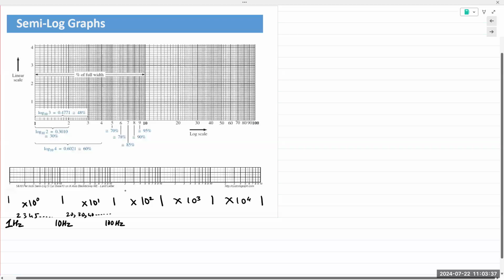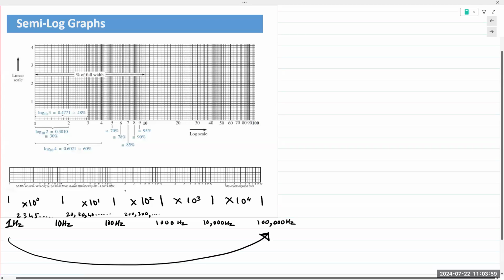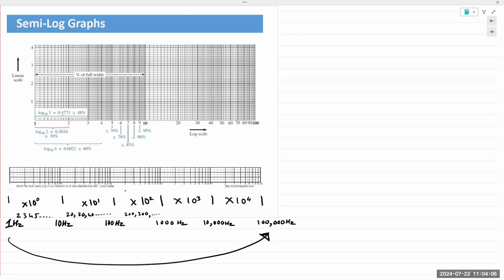Then 100 goes to 200, 300, 400, and so on and so forth until you reach 1,000, then 10,000, and then 100,000. So you went all the way from 1 hertz to 100,000 hertz. On a linear scale, you would need a paper that is about a mile long. Just a wild guess.